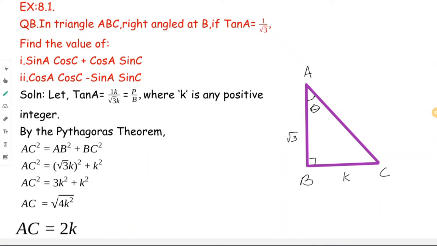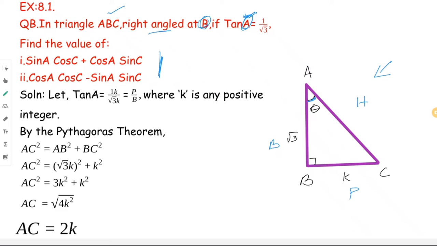8.1 question number B 9. In triangle ABC, right angled at B, what have they given us? Then tan A equals 1 by root 3. If we look here, because it says tan A, that means my theta should be at A, as you can already see here. So this is my hypotenuse, this becomes my perpendicular, and this is my base. We also find the value of both of these.